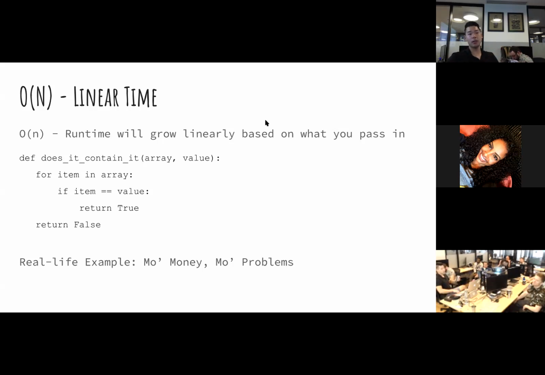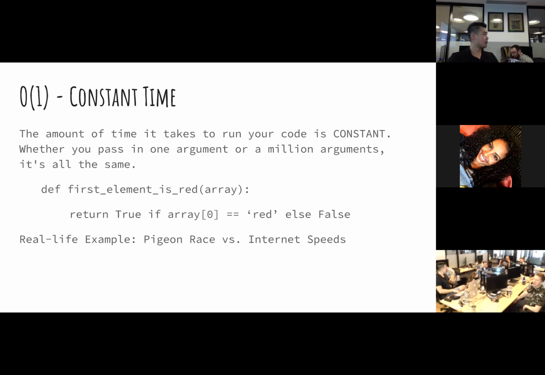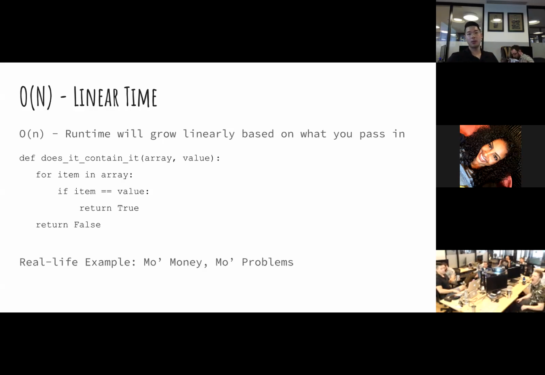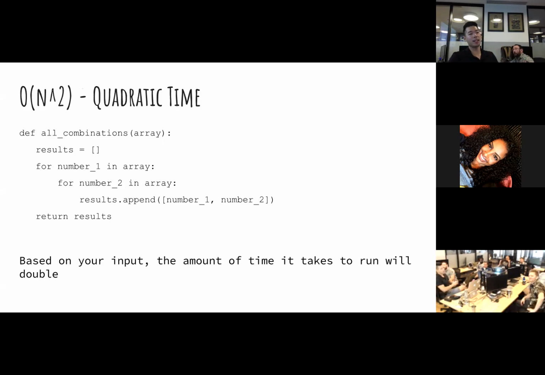So the big 3 that you need to memorize: constant time, O of 1, linear time, O of n, and quadratic time, which is O of n squared. This is when you have, generally speaking, a loop within a loop. Let's take a look at this.